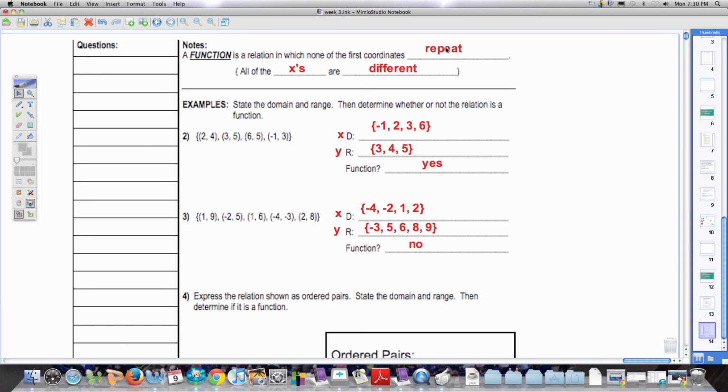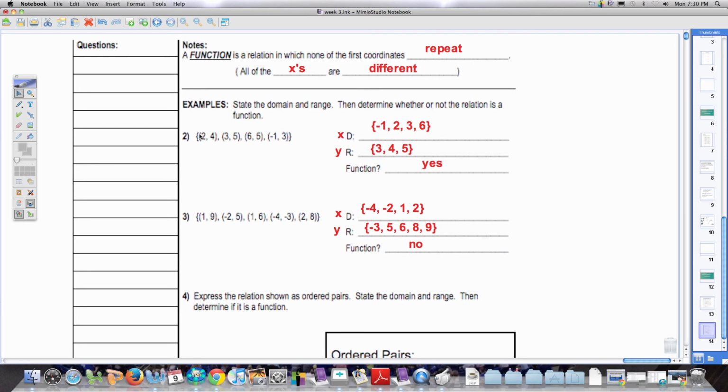A function, and we've seen this before. A function is a relation in which none of the first coordinates repeat. So again, none of the first coordinates repeat. All the x's are different. We've talked about a function before. Again, no x values can repeat. It's got to pass that vertical line test. All right, that's a function. A little review right there.